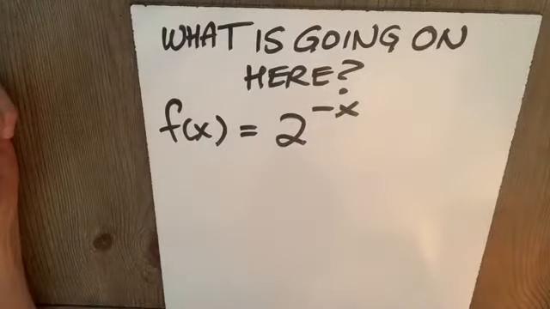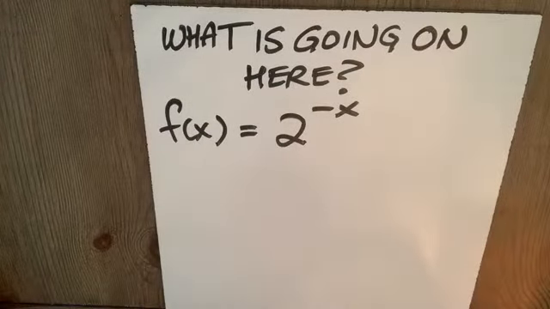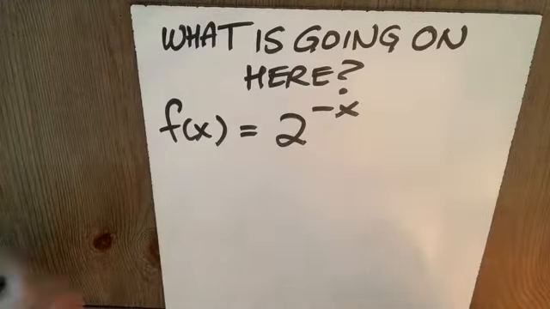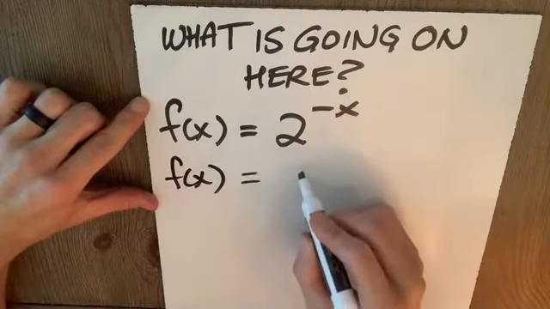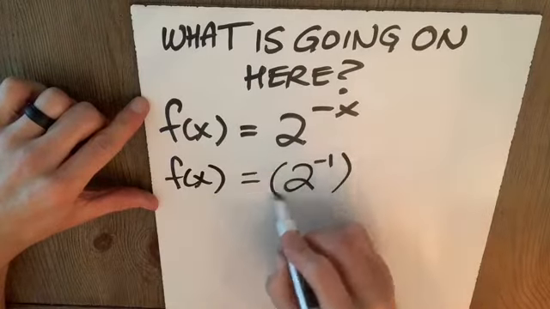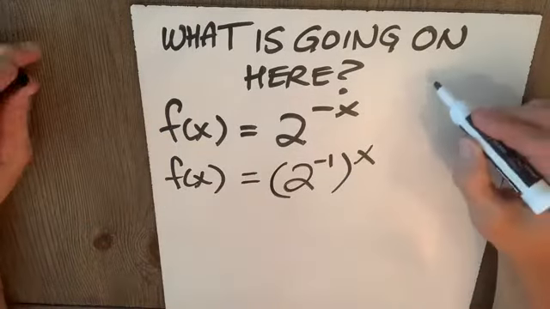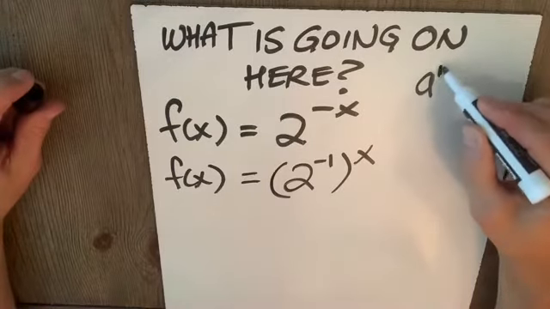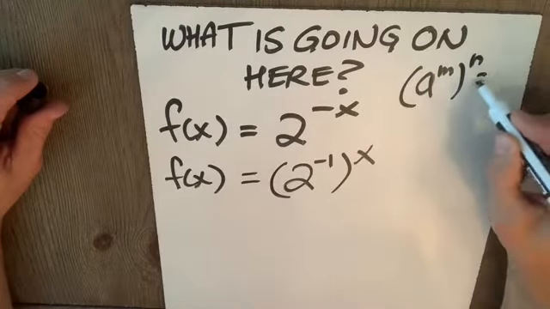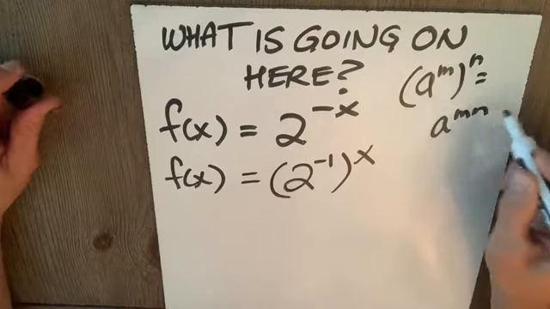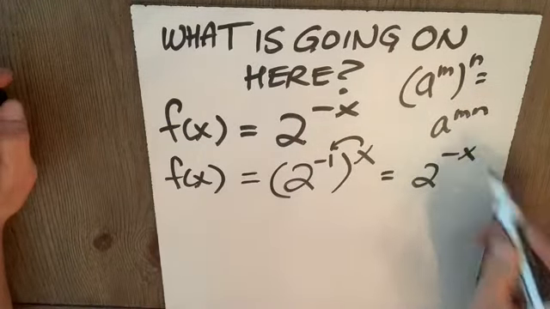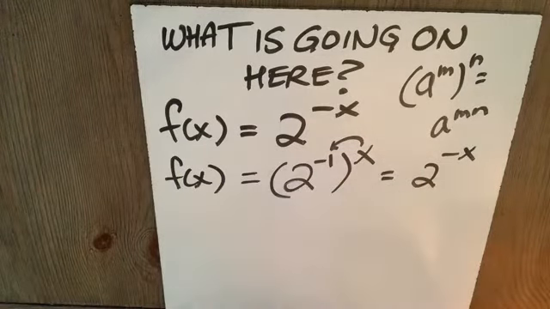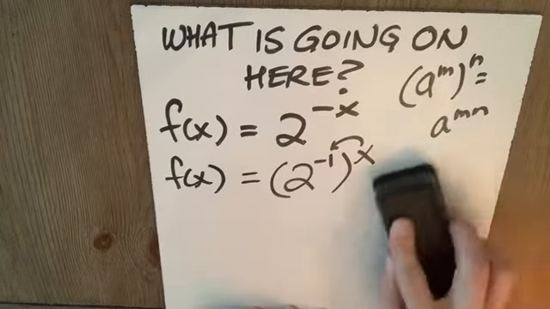You might ask yourself, well, what's going on here with 2 to the -x? Well, let's examine what this means. This can be written as f of x equals (2 to the -1) to the x. Now, I know from my study of algebra that (a to the m) to the n is a to the mn, which means I can multiply this and get 2 to the -x. When I write it like this, I've not changed anything.